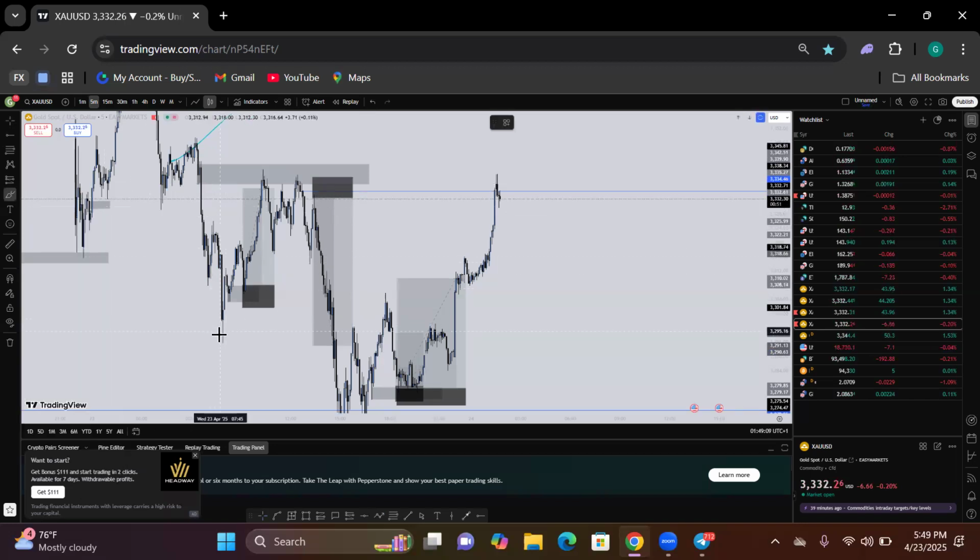Now, after we actually did map out our level, we do see a valid low right here, which is where we actually want to see price come take out, right? So this is more like a valid level. I'm not calling this liquidity, this is a valid low. We actually do have the presence of exhaustion right here, okay?